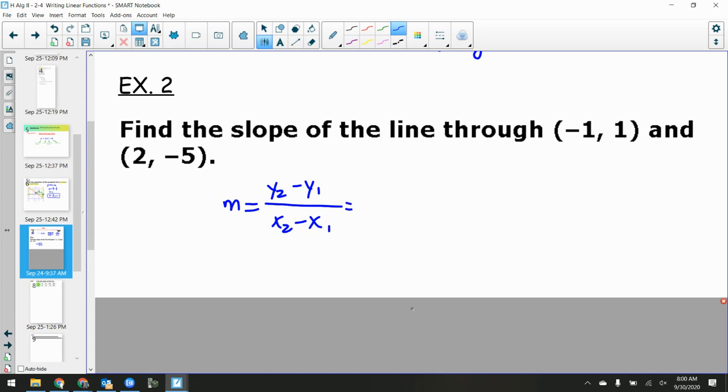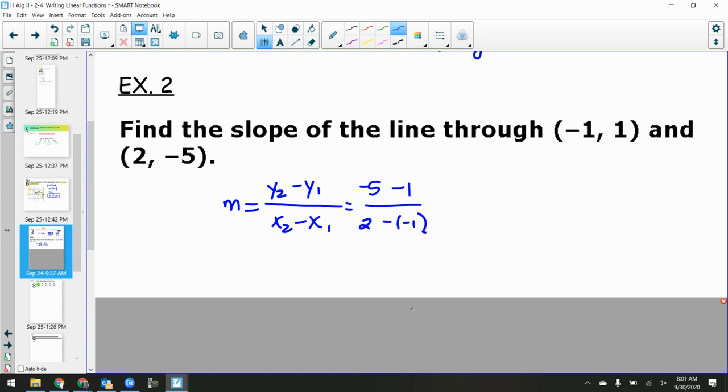So I'm going to take y2 minus y1. Well, it doesn't really matter which one we take, x1, y1, x2, y2, as long as you keep them in order. So if I take this second point as my x2, y2, well, then I just have to keep making sure that my first point is x1, y1. All right, so y2, negative 5, minus the other y value, 1, over 2, that's 2, minus a negative 1.